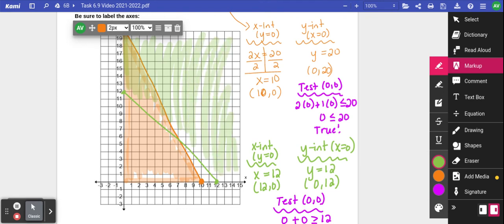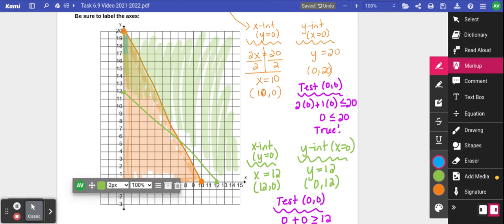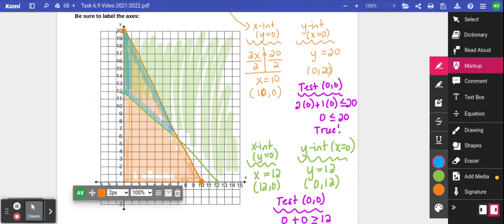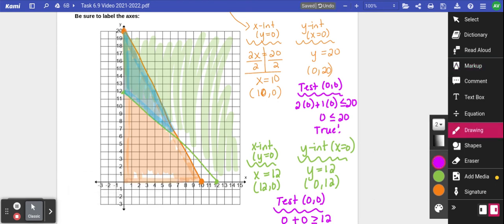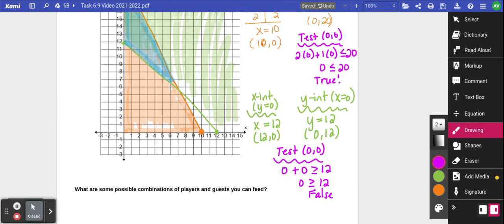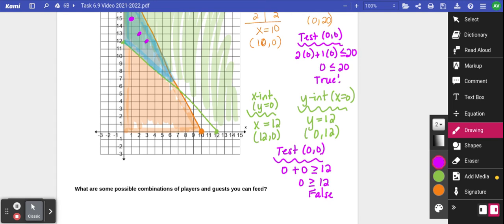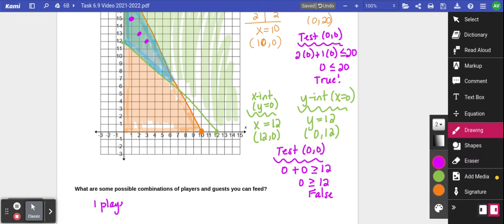Now, where do those two solution regions intersect? Where do we find where they overlap? The overlapping part would be this little corner of the graph right here. And that's my solution region. So, if I want to name some possible combinations of players and guests I can feed, I'm going to pick any of the points within this region, and those are going to be solutions. An example might be 1 player and 15 guests.